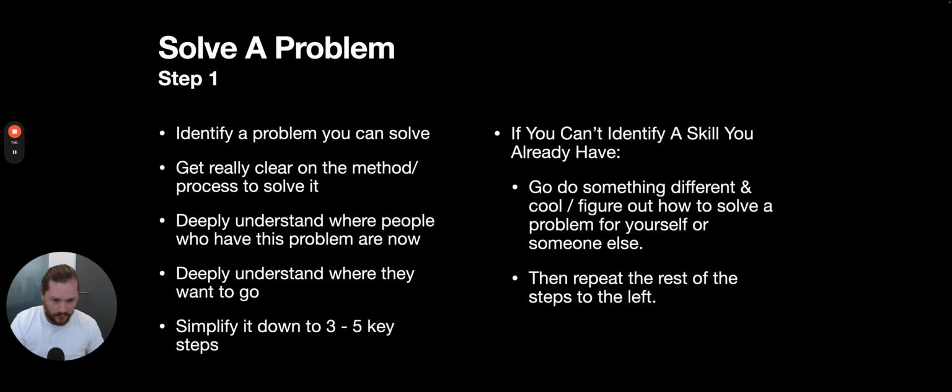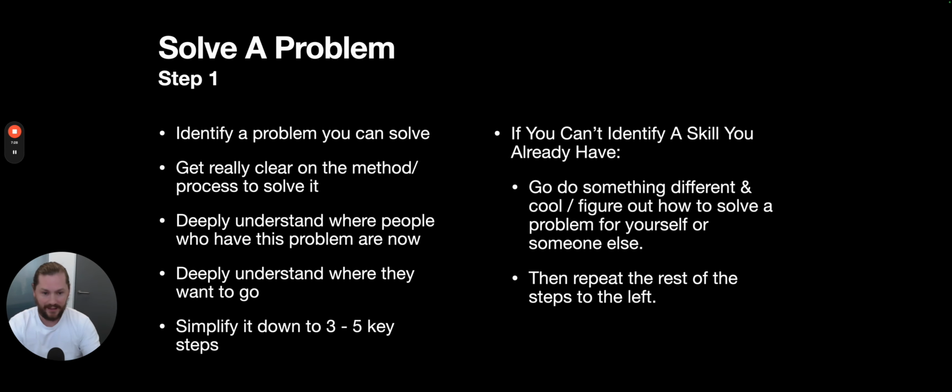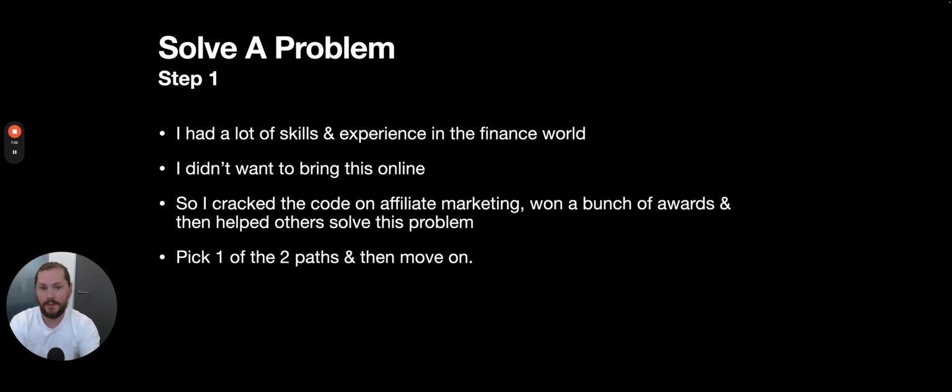Okay, so to give you a real world example of this, when I came online, I had a lot of experience. I'd made it to the peak of the finance world, working in New York, like that photo I showed you before, but I didn't want to bring this online. I didn't want to continue with that path. And so I needed to go out and, as I've said on the right-hand side here, I needed to develop a skill. And so I went deep into the world of affiliate marketing, right? This is something that a lot of people try and very few people do well, but I managed to crack it. I figured it out. I won a bunch of awards. I was able to travel the world, and that became the thing that I could help people solve.